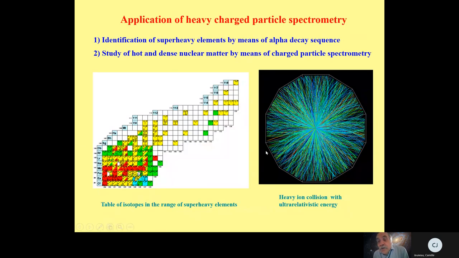Now, the last part of today's lecture will be a little about applications of heavy charged particle spectrometry. These are only some examples of application. We will look at two different fields. One is identification of super heavy elements by means of alpha decay sequences, because this is detection of low energy alpha, that means low energy heavy charged particles. The second will be a study of hot and dense nuclear matter by means of charged particle spectrometry.